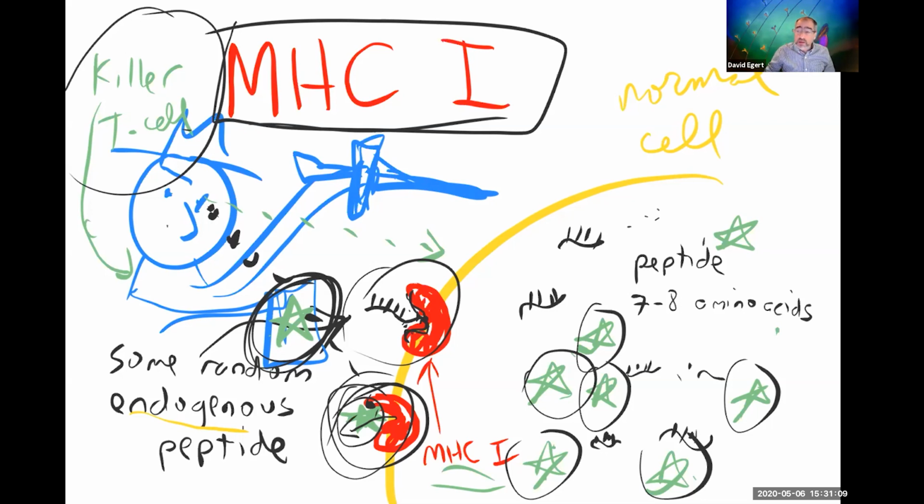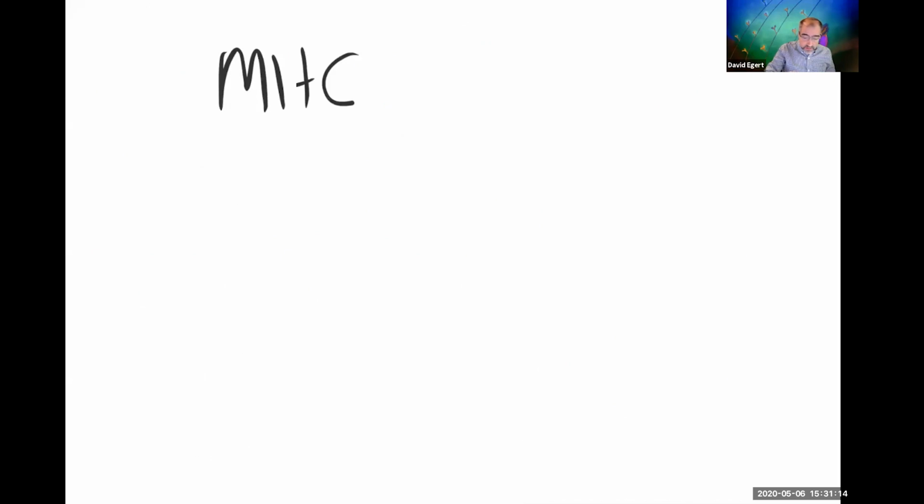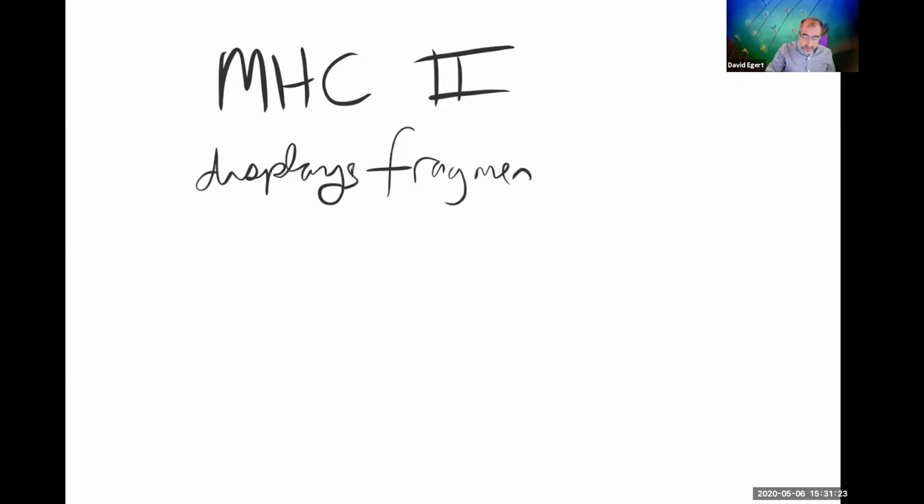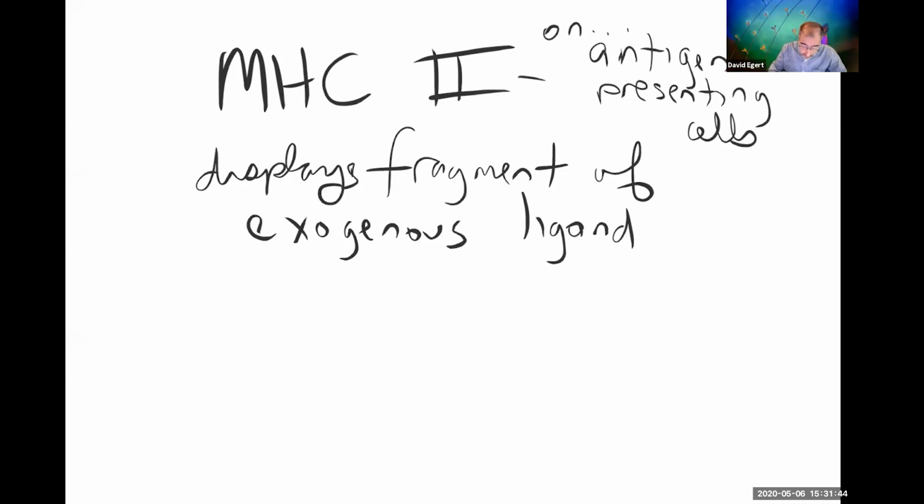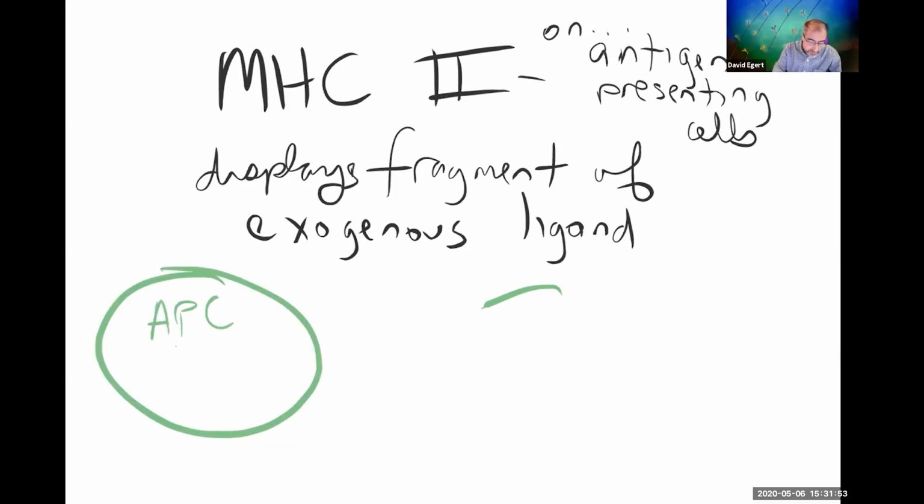The other one, MHC2, displays a fragment of exogenous ligand. So this is the one that's on the antigen presenting cells. So we've already introduced this without calling it what it is. So basically I had my antigen presenting cell, maybe it's typically a big macrophage or something. And here was my little pathogen or whatever. And this macrophage is going to come and eat it.